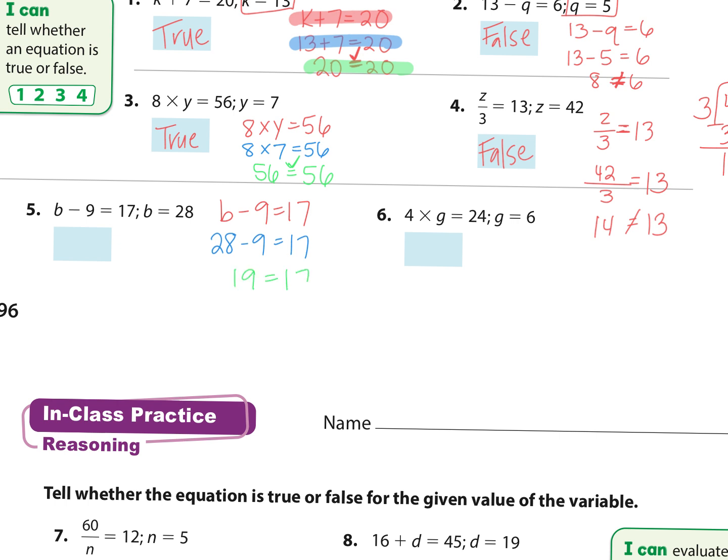19. Does 19 equal 17? No. So I draw a slash through the equal sign to show that it is not equal. And then I'm going to write false in the blue rectangle.